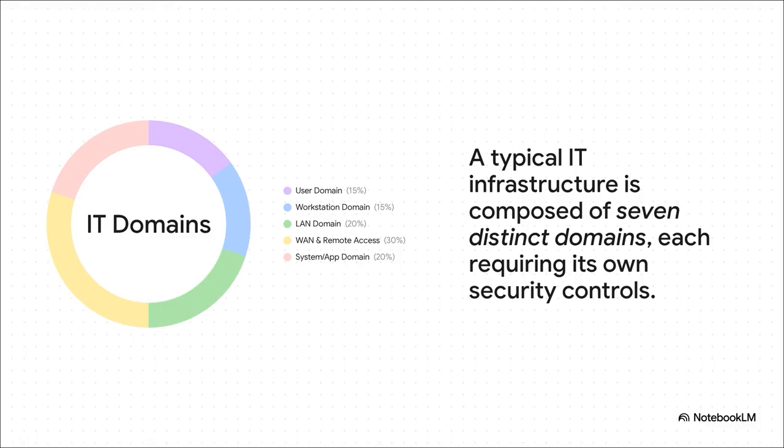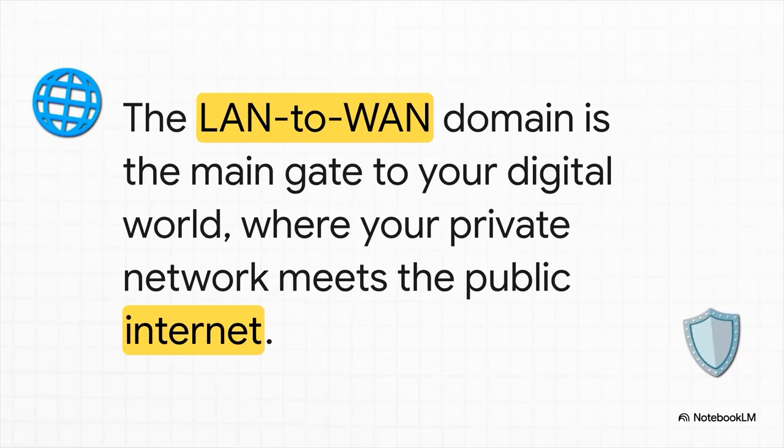And the main gate between your castle and the outside world, well, that one's special. That gate is the LAN-to-WAN domain, and it is critically important. This is the spot where your private internal network connects to the public internet. It is your primary perimeter, your main gate. It's the absolute front line of your defense. Because connecting to the internet means opening your doors to the whole world and all the dangers that come with it.